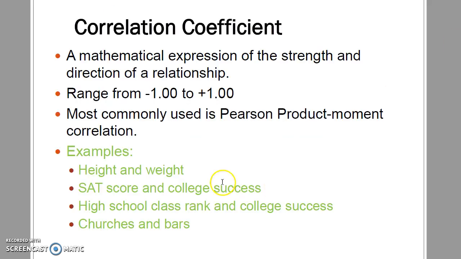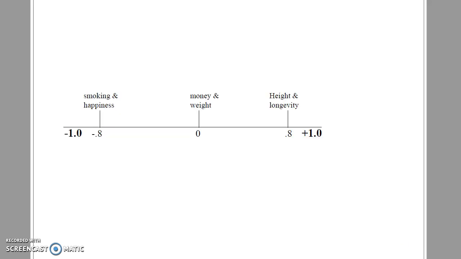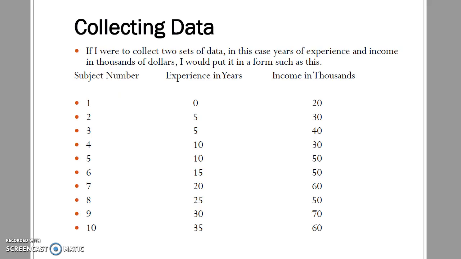So if I go back, here are some examples: high school class rank and college success, SAT scores and college success, height and weight. As you are looking for your research topic, think about your variables. Is it a single variable? Is it a bivariate variable? What kind of data set is that?